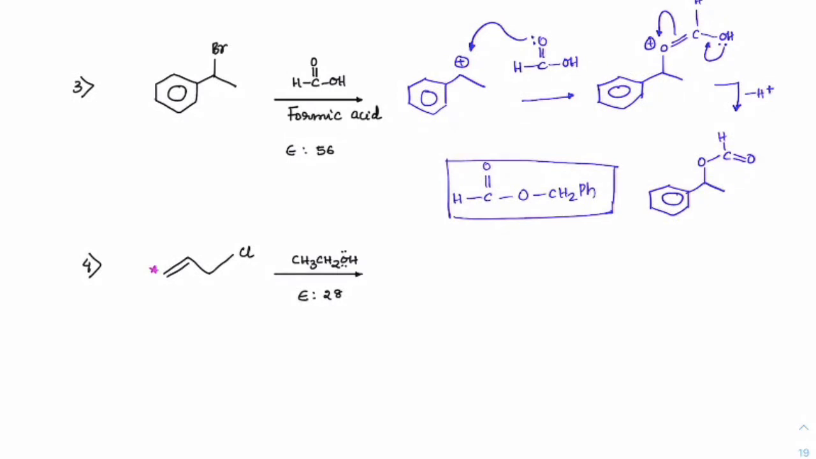Whenever a vinylic group comes, suppose this star mark is representing the isotopic carbon. First, we will have carbocation formation, and this carbocation is equivalent on both the sides, whether you put it on the left hand side or on the right hand side, and on this side the isotopic carbon is present.